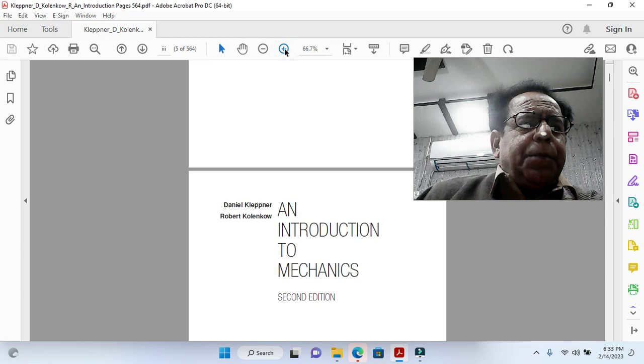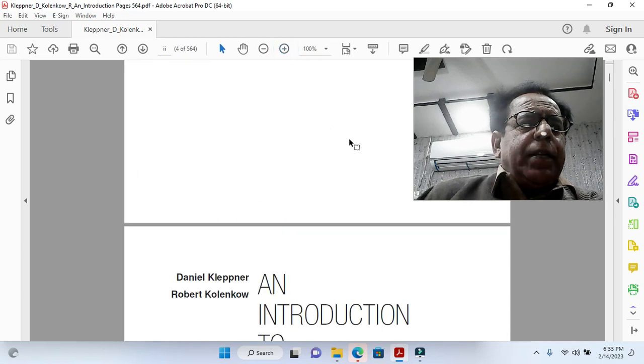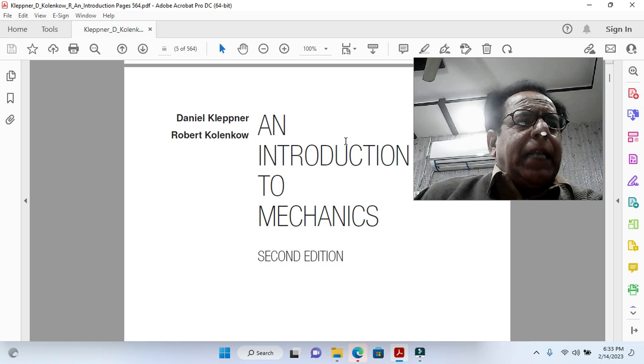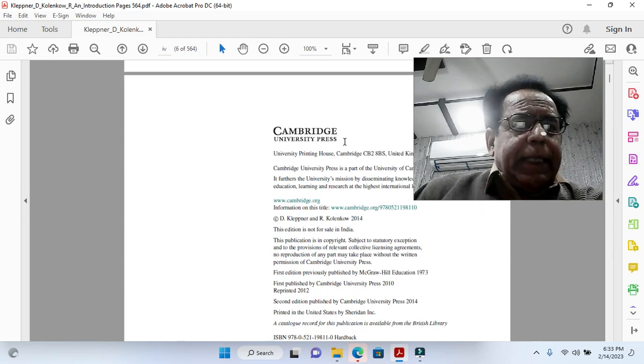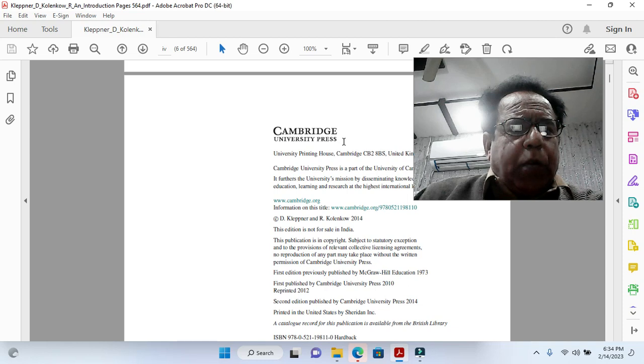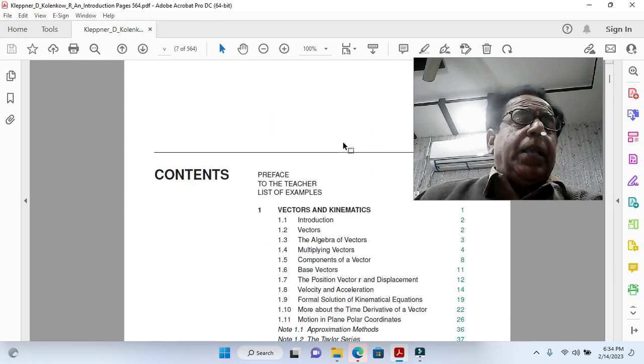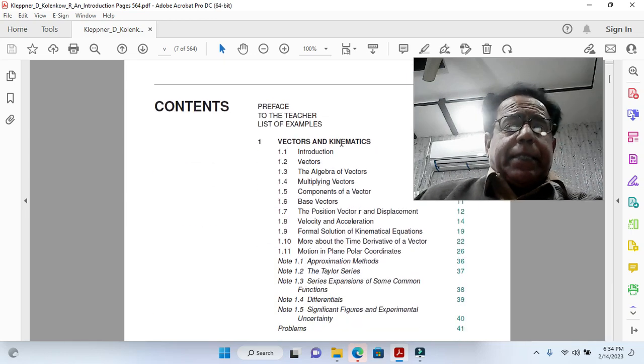We enlarge this page up to 100 size. Daniel Kleppner, Robert Kolenkow, An Introduction to Mechanics, second edition, Cambridge University Press. This book was published in the year 2014. First published by Cambridge University Press 2010, reprinted 2012, second edition published by Cambridge University Press in 2014. Now we come towards contents.